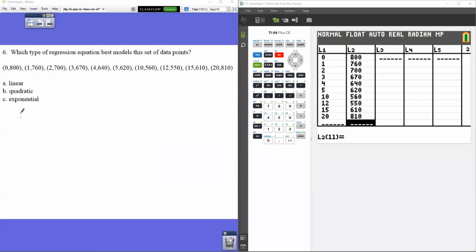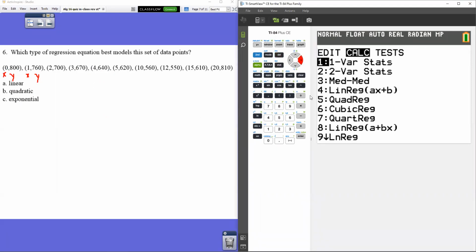In question number 6, what type of regression best models the data? Again, remember all points are written X, Y. So you're going to type all of your X values into L1 and all of your Y values into L2. I already went ahead and did that. We want to know which one fits the best, so which R value is closest to 1 or -1.